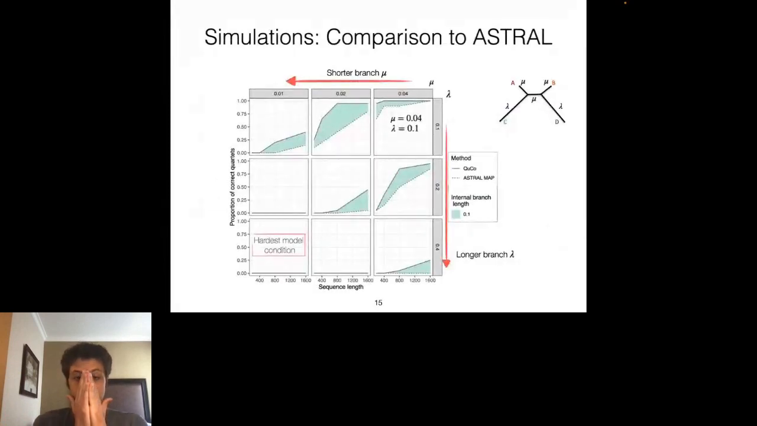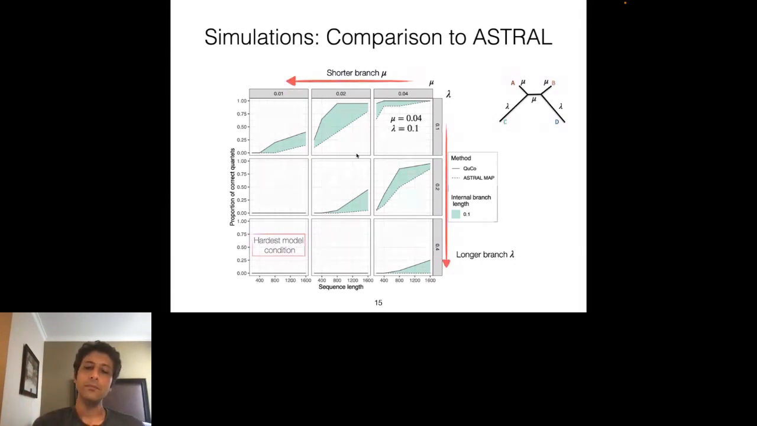What makes the problem difficult is if these long branches, lambda, are a lot longer than the short branches, mu. So we looked at a grid of various lambda and mu values. We have more data in the paper. I'm showing a subset here, and we are comparing QuCo. On the y-axis, we do 20 replicates of these simulations. How often do we find the correct tree?